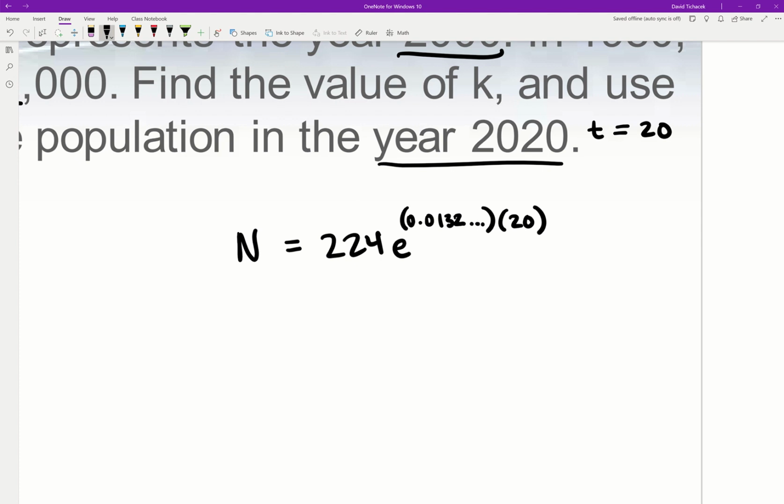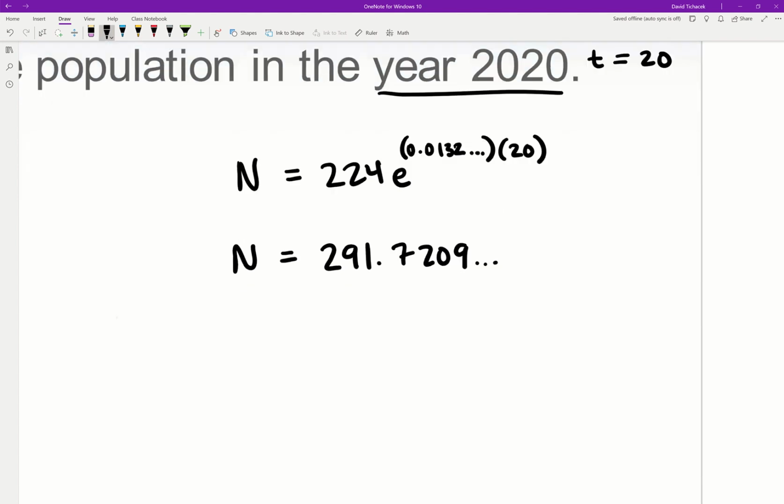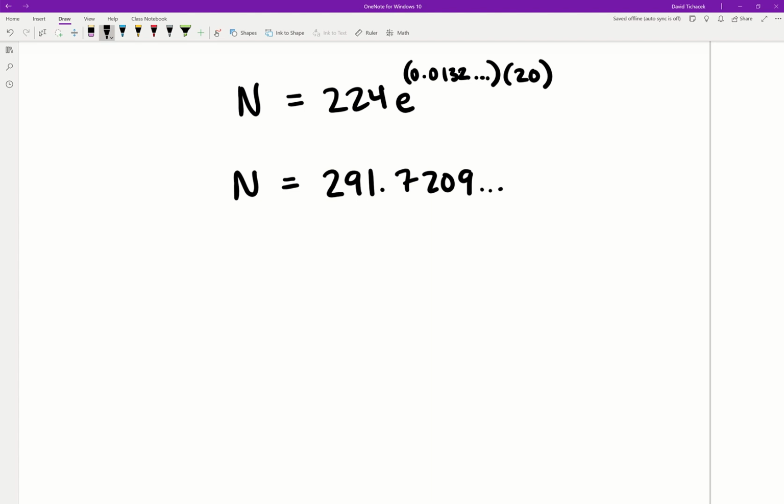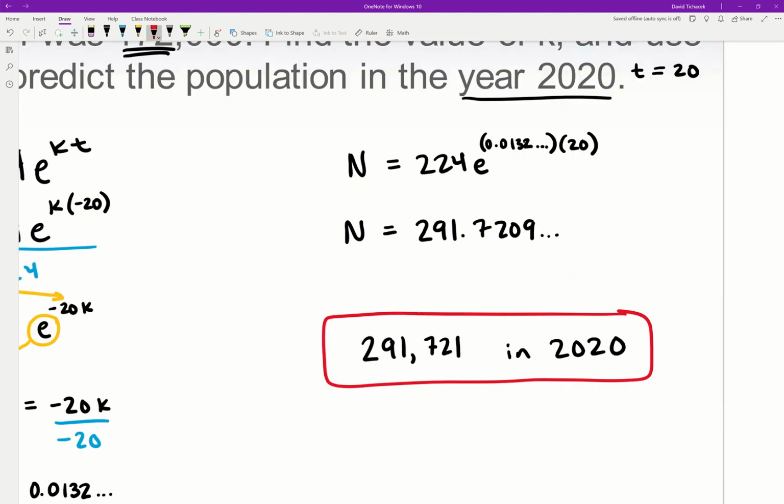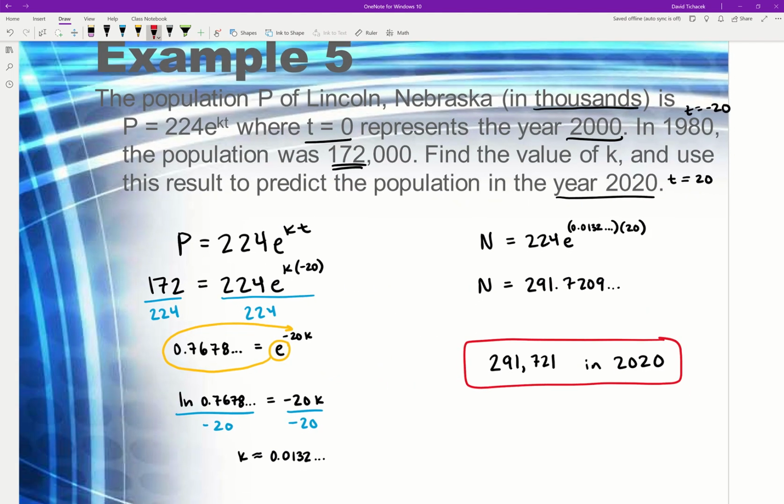There we go. And all we're going to need to do is type that into the calculator and see what that's approximately equal to. If you do that correctly, you are going to get 291.7209 and then a bunch of decimal numbers. In order to interpret this, we need to remember that P was represented in thousands. And so that means the population in Lincoln, Nebraska is going to be 291,721, if we round, in the year 2020. Being able to calculate your answer, but also being able to interpret your answer, is pretty important for any word problem.